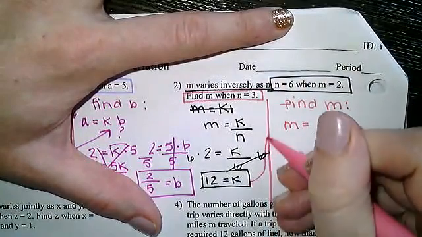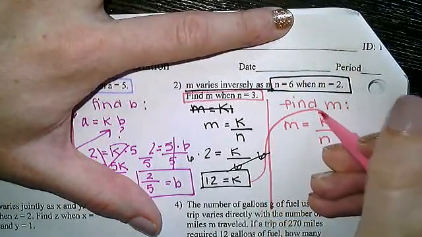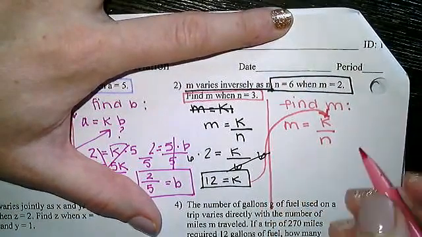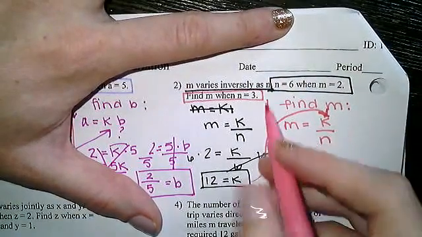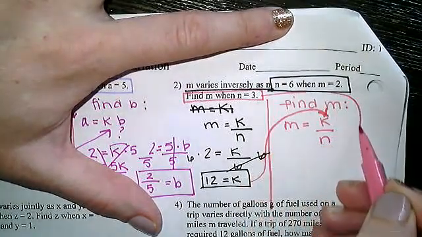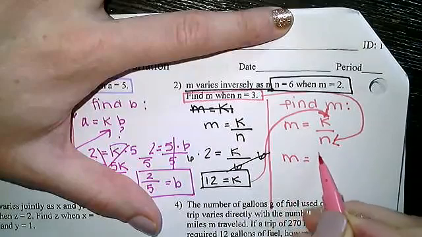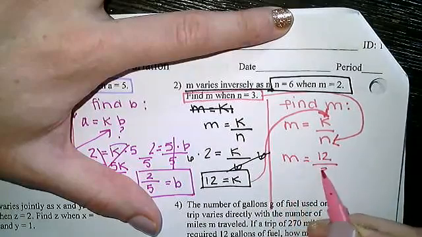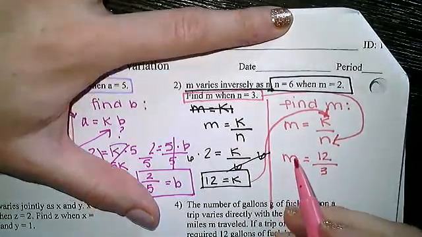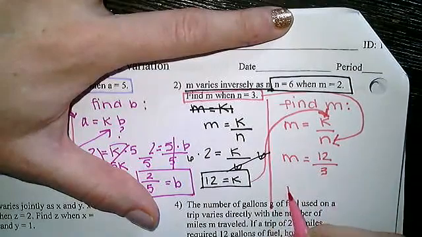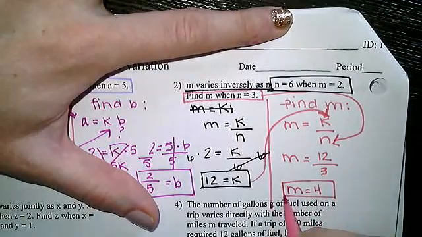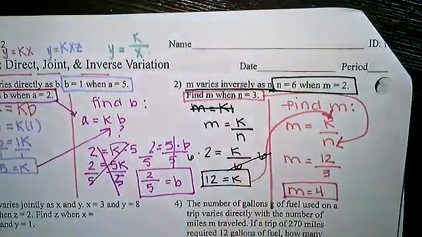We now know that our k value is 12. So we can plug 12 in for k. And they're telling us that our n value is 3. So m equals 12 over 3, which is division. So m would be 4 if n was equal to 3.